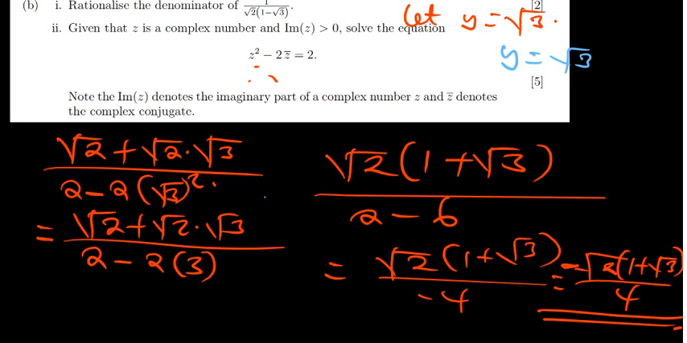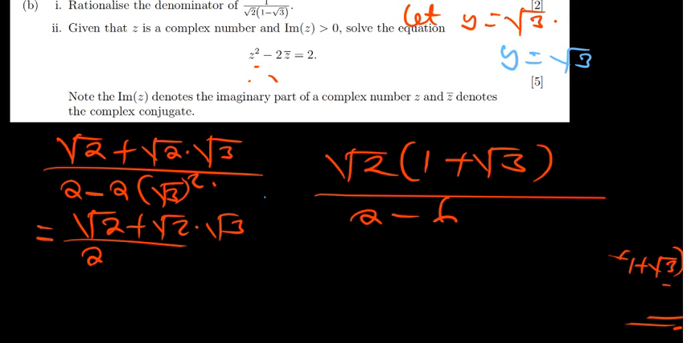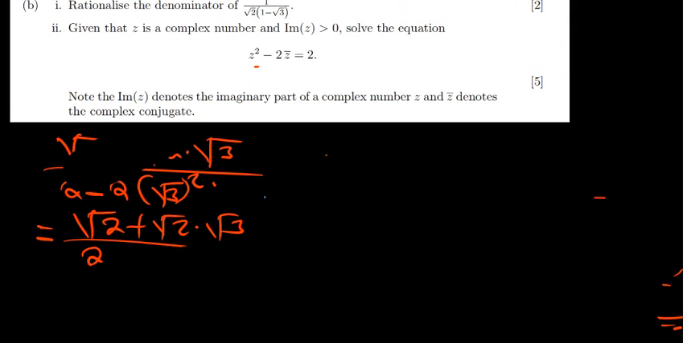Given that z, this is the question which was giving you problems actually. Given that z is a complex number and Im z is greater than 0, solve the equation. They're saying solve the equation z squared minus 2z bar is equal to 2. Very simple and straightforward. Note that Im denotes the imaginary part. So they are just telling you, these are just simple basic things.